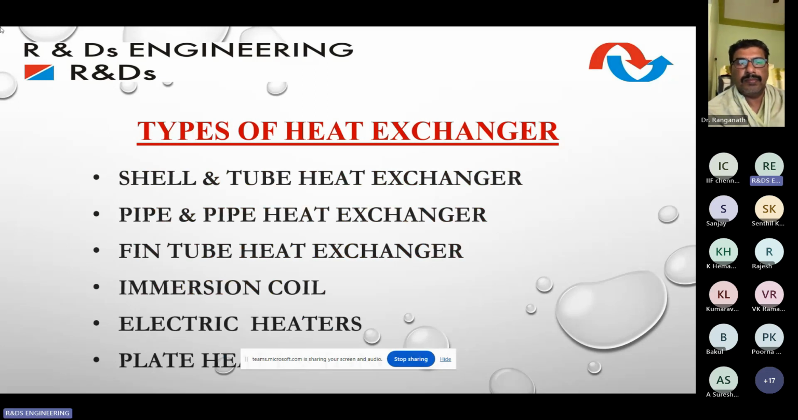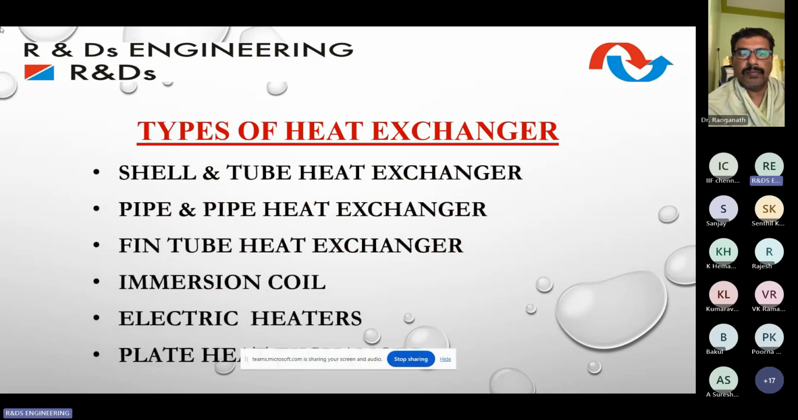Types of heat exchanger. Of course, shell and tube heat exchanger is a very traditional heat exchanger. Everybody knows about the shell and tube heat exchanger. And there is a pipe and pipe heat exchanger. Generally, it goes into some food industries and some refrigeration, especially the pipe and pipe heat exchanger, which goes into refrigeration applications, cryoscientific applications. And the next one is the fin and tube heat exchanger.